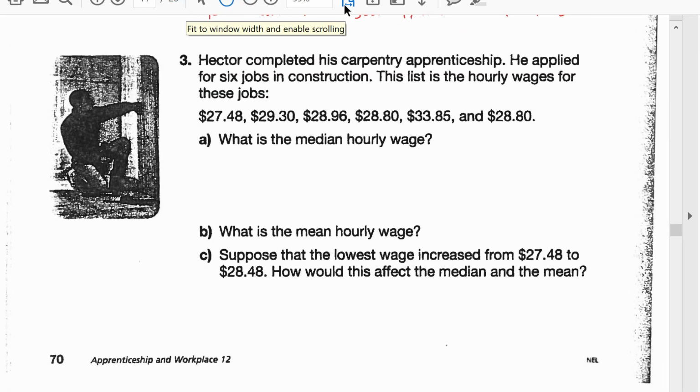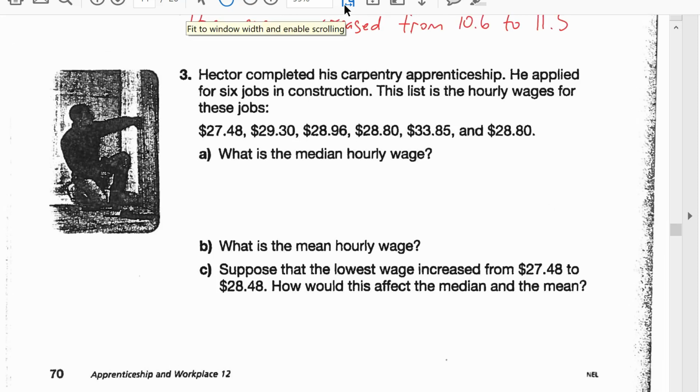Let's look at number 3. Hector completed his carpentry apprenticeship. He applied for 6 jobs. List the hourly wages for these jobs right there. What is the median hourly wage? Okay, so that means add them all up. Do exactly what we did in the above. Order them from smallest to largest.